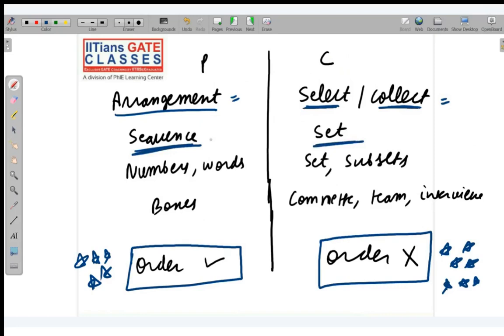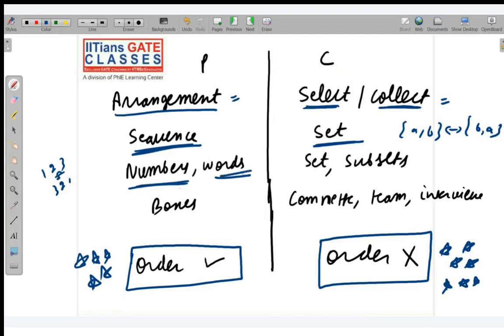Sequence means order matters, and in a set, I think you already know order does not matter. A and B, this set is the same as B A. So whenever we have a set kind of thing, then combination; sequence kind of thing, then permutation. Numbers, words: whenever you are talking about numbers and words, that is permutation only. For example, 1, 2, 3 is not the same as 3, 2, 1. These two numbers are different. So clearly here order matters, na?